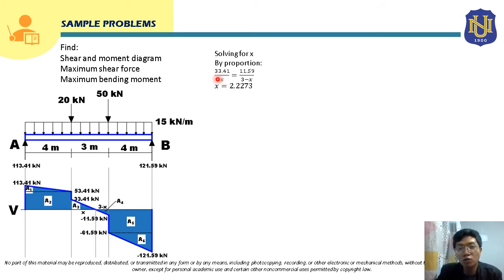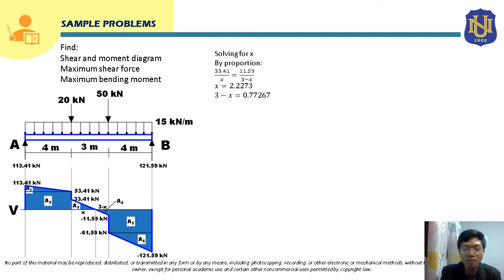Again, class, you have to check if the answer that the calculator gave is logical. In this case, the length here is 3 meters, so obviously this distance x should be less than 3 meters. This is less than 3 meters, so we can say that this is logical. If x equals 2.2273, therefore 3 minus x will be 0.77267.